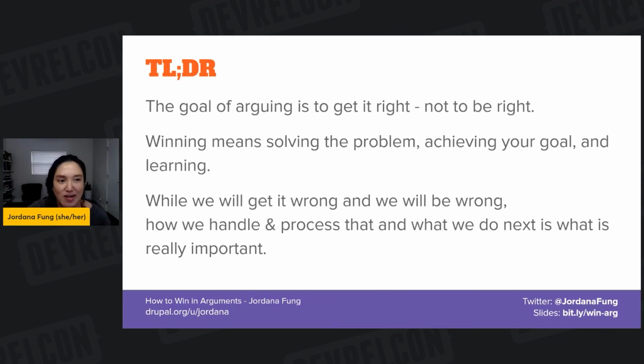So the quick TLDR is, the goal of arguing is to get it right, not to be right. Winning means solving the problem, getting to be better informed, and achieving your goal and learning. And remember, be kind, be patient, be understanding. We're going to get it wrong. We're going to be wrong. But it's how we handle and process that, and what we do next, that's most important.